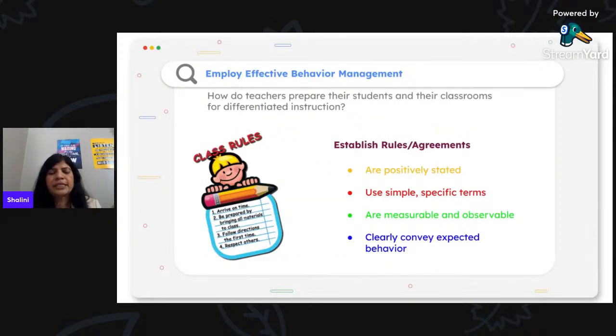Now, to make our class less chaotic, we have to establish rules or essential agreements that we all follow. Those rules or agreements have to be positively stated, less in number, and in simple, specific terms, so children know exactly what is expected of them. And because they themselves are making the agreements, we can guide them on how to frame the essential agreements and be very specific about them. When they are not following them, we ask them to see if they followed the essential agreement, and if not, why, and how they will follow it the next time. So we have to clearly convey the expected behavior.